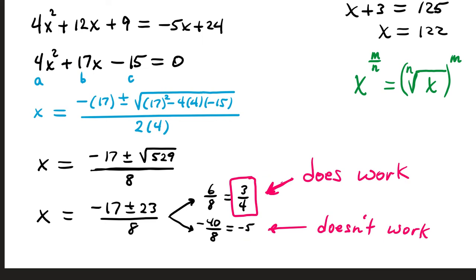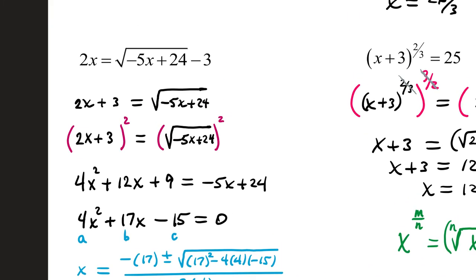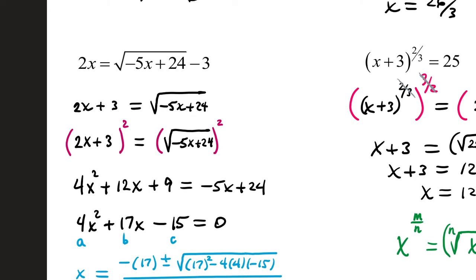-5 does not lead to equal amounts in the original problem, so that one doesn't work. Only keep the answers that satisfy the original problem. And again, here's the original problem. So you substitute your candidates in. If the left side equals the right side, fantastic.